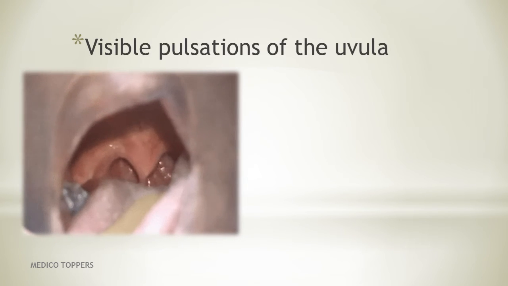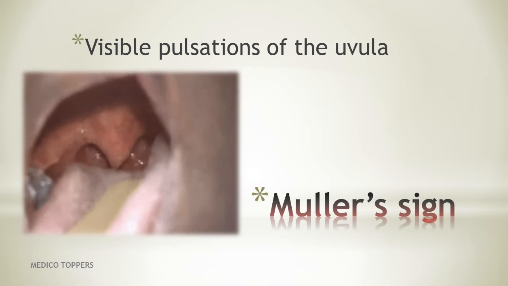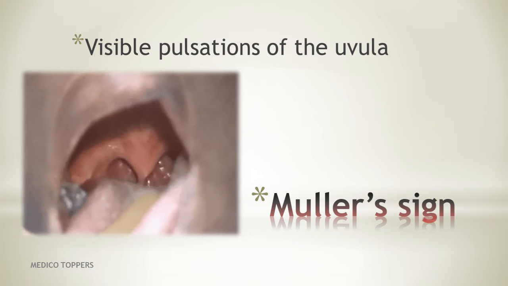Here you can see pulsation in the posterior part of the throat and uvula. As I had told, we can see a lot of peripheral pulsations in aortic regurgitation. So what is the name of visible pulsations of the uvula? It is called Muller's sign.